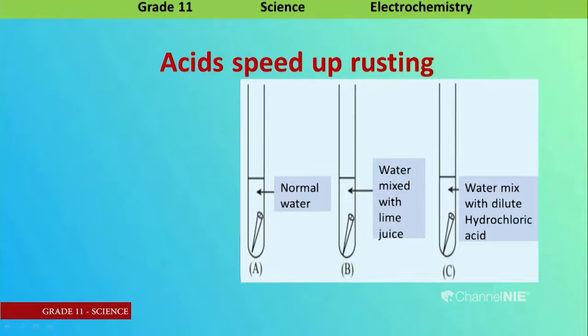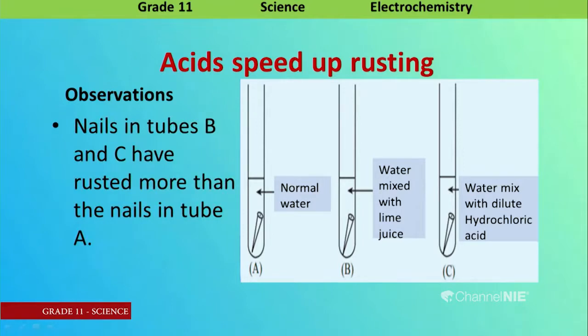3 test tubes have to be taken like this, and 3 clean iron nails must be placed inside them. Then here, normal water, water mixed with lime juice, and water mixed with dilute hydrochloric acid. When you arrange these setups and keep them for a few hours and observe, you will see that the iron nail in C has rusted more, B a little, and the iron nail in A very little. That means these are acids. Acids speed up rusting.